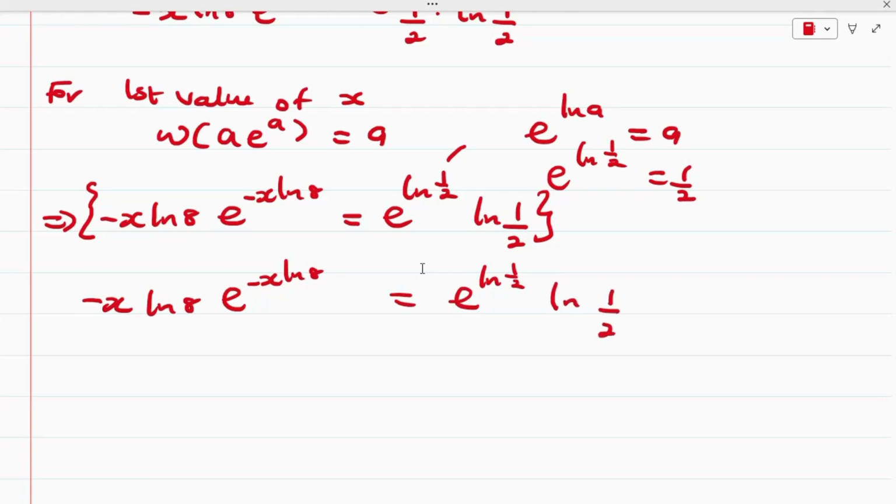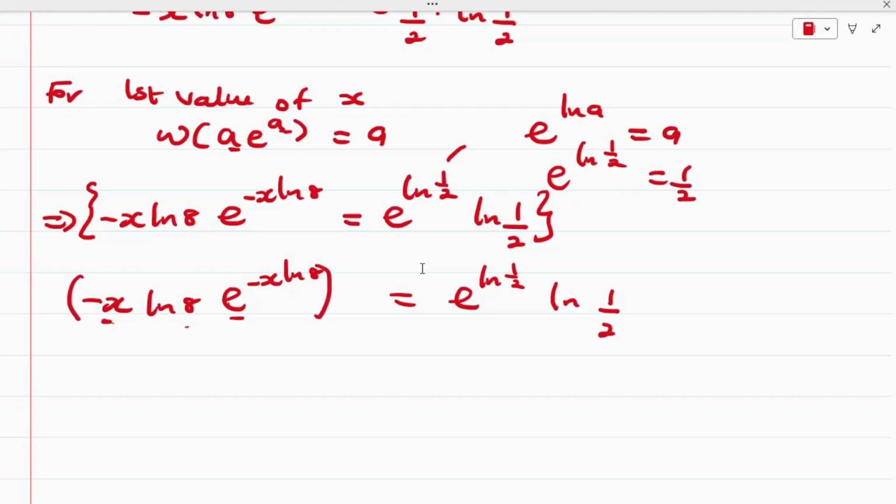Now if you take a look at this, we have that a right here, which is minus x ln of 8, and e raised to the power of a. The value of a and the value of a in e raised to the power of minus x ln of 8 are the same thing. And at the right hand side, we have that a, which is ln of 1 over 2, is the same thing as a in e raised to the power of ln of 1 over 2. So these two equations correspond with the Lambert W function.